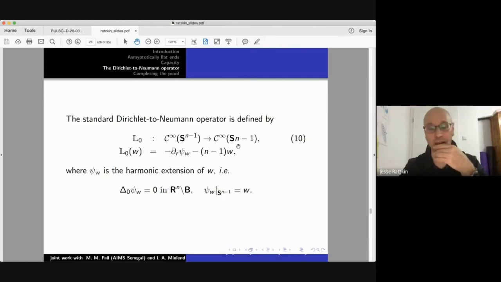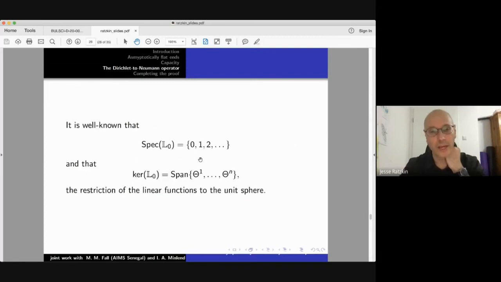So that's why I have this other term added here. We'll see this come up later on as well. Okay, so it's well known that the spectrum of this Dirichlet-Neumann operator is exactly the non-negative integers, and the kernel is spanned by the restriction of linear functions to the unit sphere.